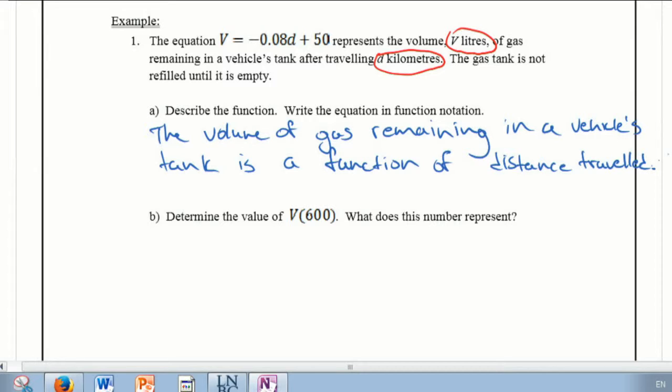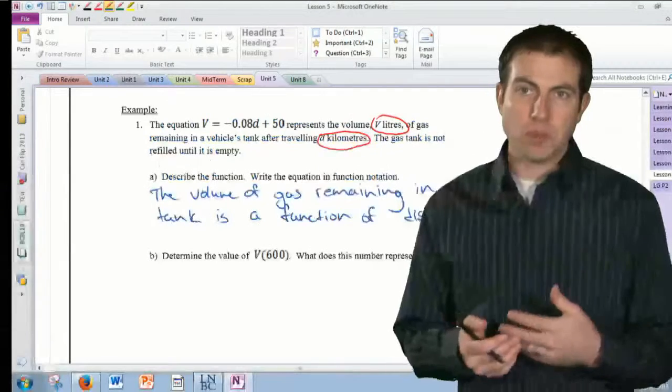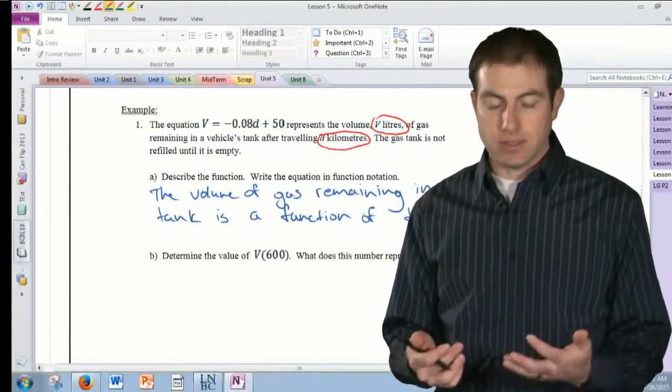So, how far have you gone? Okay, a little less gas you're going to have. Kind of makes sense. So we're saying that volume is a function of distance.